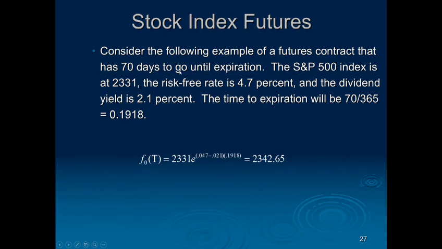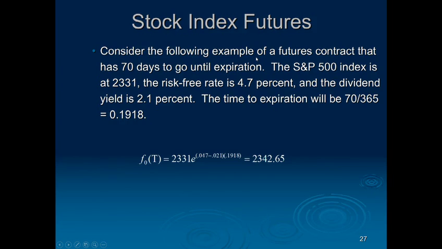Let's say there's a futures contract that has 70 days before expiry. The index currently is at 2331. The risk-free rate is 4.7%, and the dividend yield is 2.1%. Now, without doing anything further, just by reading this information, you should be able to tell straight away if the market is in contango or backwardation. Which one is it? Contango or backwardation? Just by looking at what I've just read out.